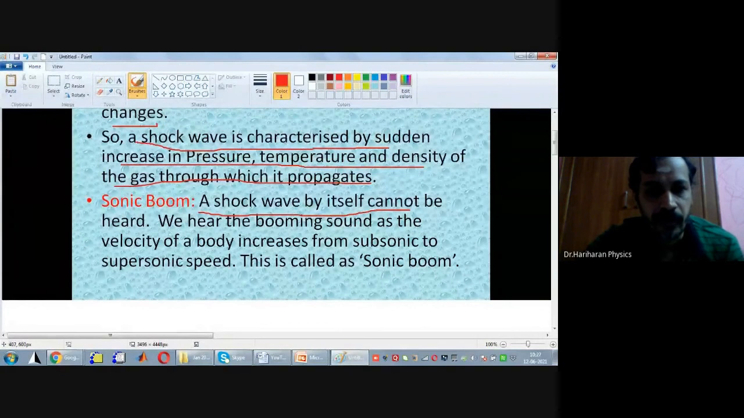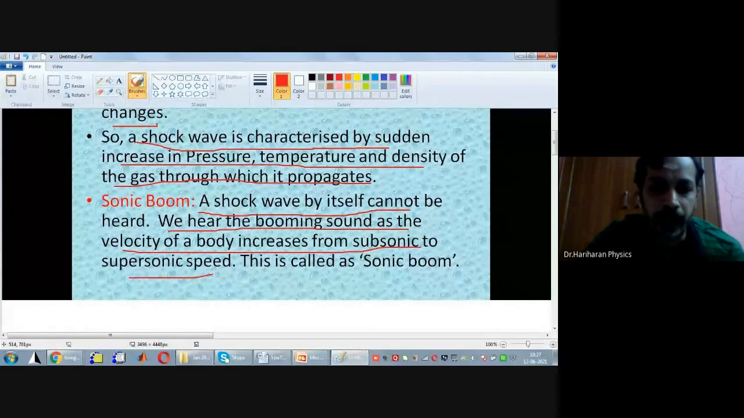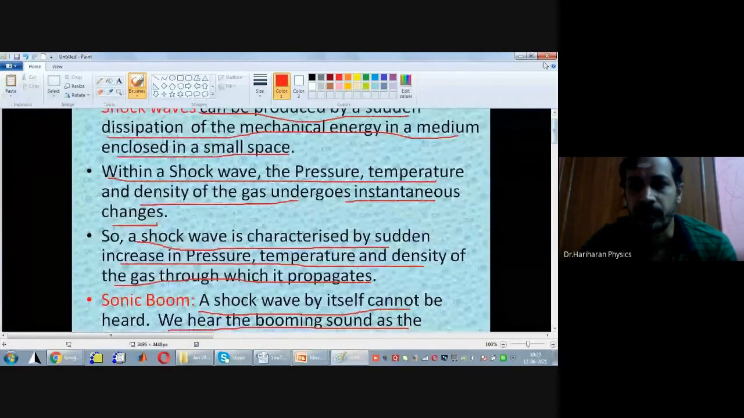Okay. So we hear the booming sound as the velocity of the object increases from subsonic region to supersonic speed. Subsonic means what? Mach number is less than 1. Supersonic speed means what? M is greater than 1. So if the body accelerates from lower velocity and crosses the speed of sound, then you hear the sonic boom, which is a consequence of the sudden expansion of gases. Okay, so this slide is done.